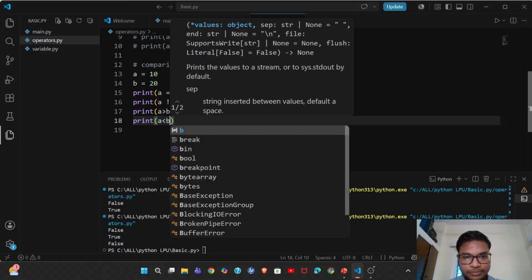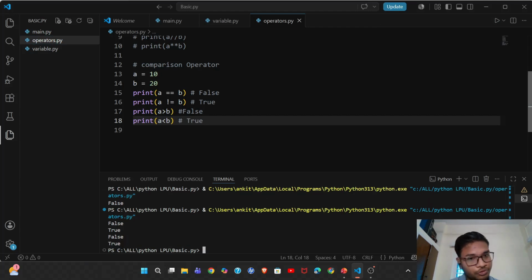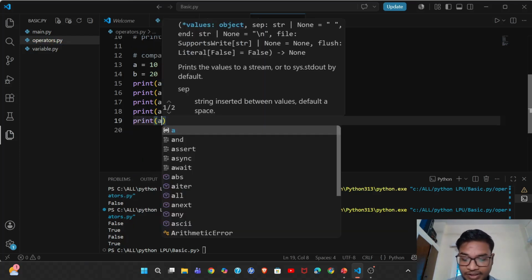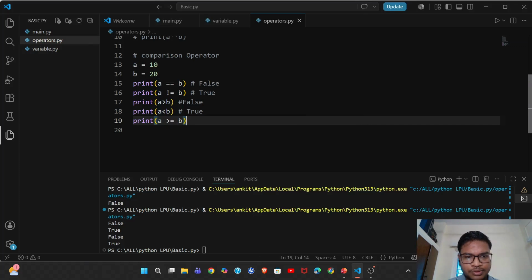Next, A is less than B. What do you think? What is the output? True, because 10 is less than 20. True. Correct? Let's move. Then print A is greater than or equal to B. Is it correct or not? Just tell me. A is not greater than, A is not equal to B. Okay, so it's false.